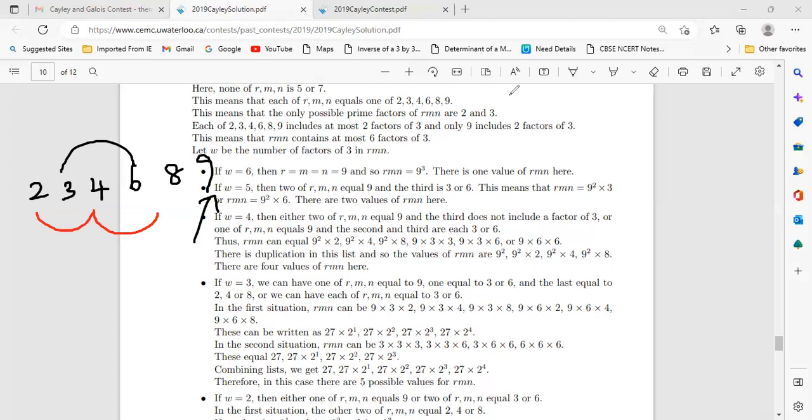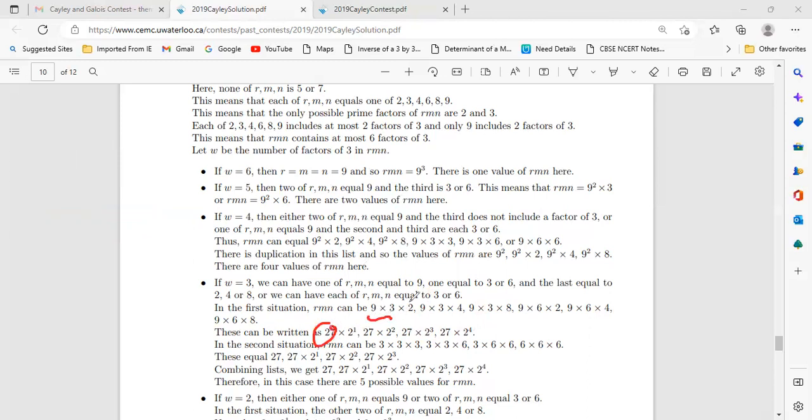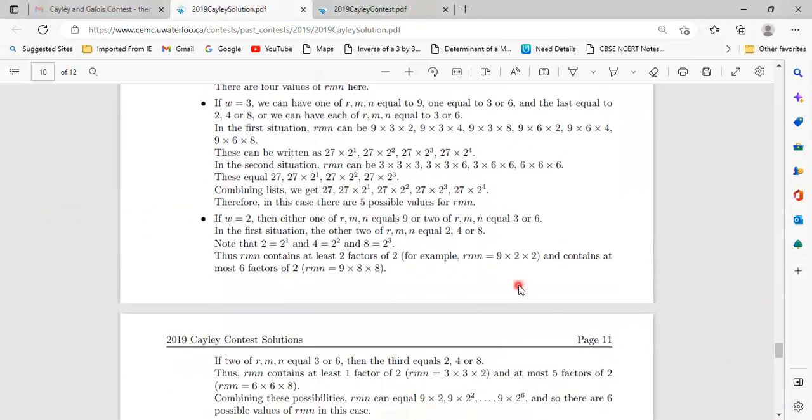And then they can all be written as 27 times 2 to the power 1, 27 times 2 to the power 2, and then all the way until 2 to the power 4. Yeah, they're just written in the form of 2. So 9 into 3 will give you 27, and this is 2 power 1, 2 power 2, 2 power 3. So there are 4 different values altogether.